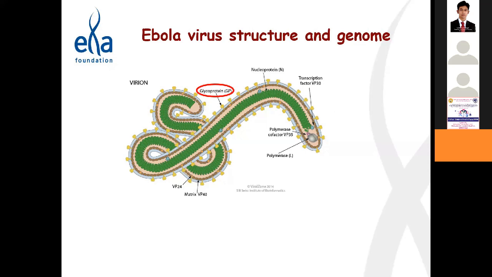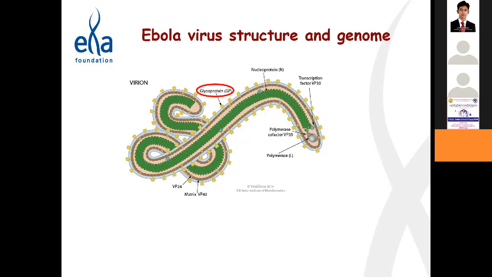These adenovirus vectors, which are made for COVID-19 vaccination, all express the spike in one form or another. Similarly, for Ebola, the glycoprotein present on its surface is important for its entry into the cell.